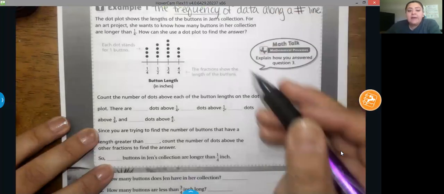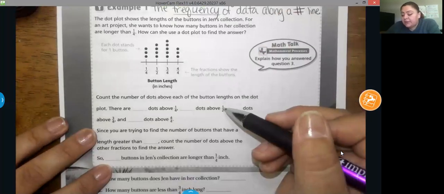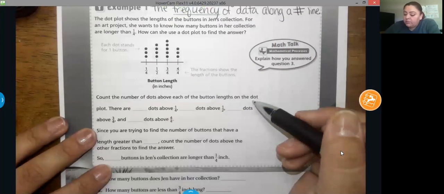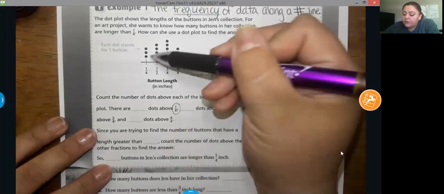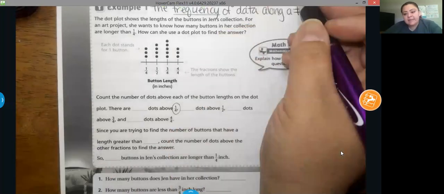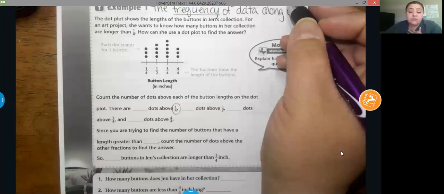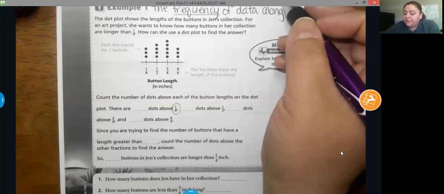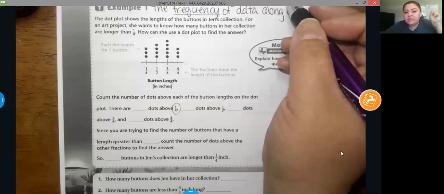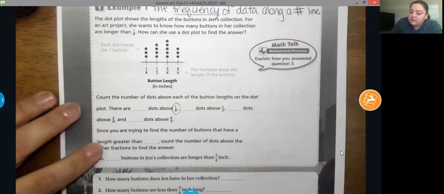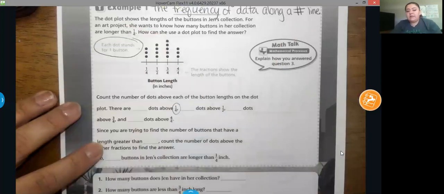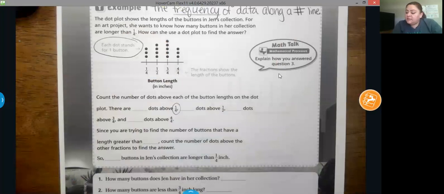It tells us, count the number of dots above each of the button lengths on the dot plot. So there are blank dots above 1/4. So 1, 2, and 3. Now, a big thing that I suggest we should do, just like when we're talking about fractions and models, is label everything, okay? They're always going to give you a legend, which explains what each of the dots is going to equal. Right there, it tells us that each dot stands for one button, okay? I'm going to give you a quick second to go ahead and look at what I've got.